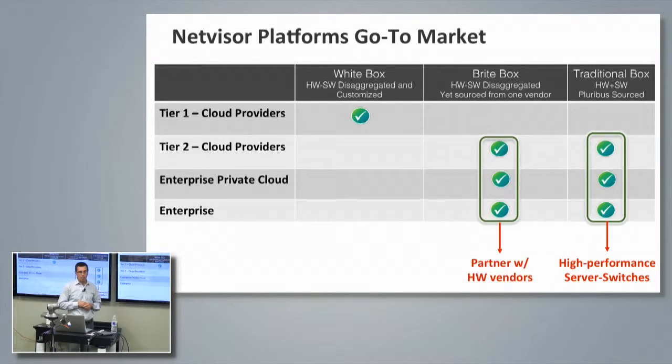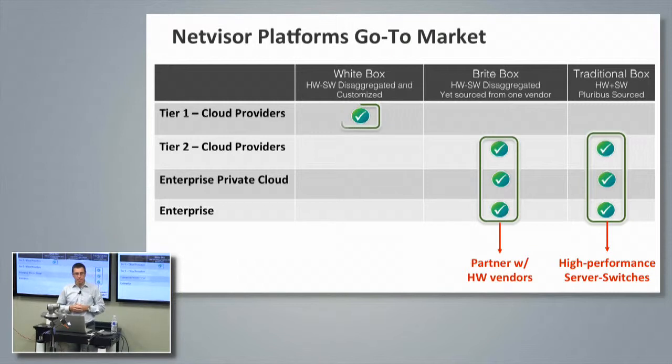On the bright box model, we're going to partner with hardware vendors. I mentioned Supermicro as an example, and this is a great opportunity for us to leverage the channels and the scale of our partners, and attack the tier 2 cloud providers, enterprise private cloud, and of course also canonical enterprise customers.